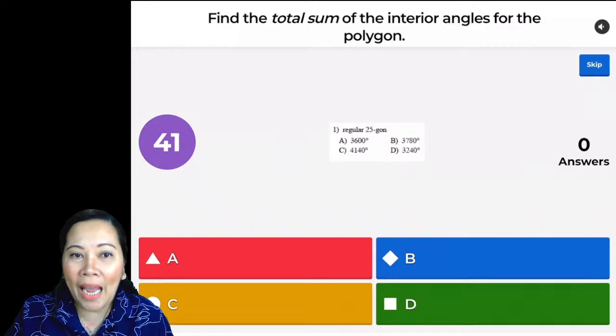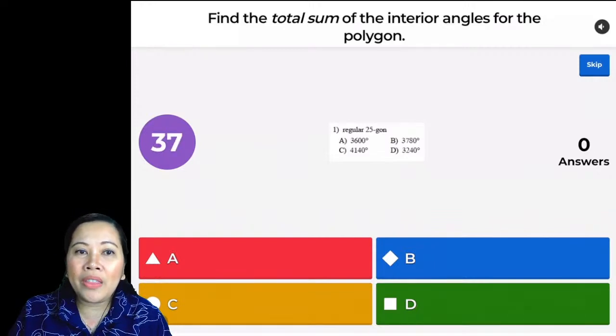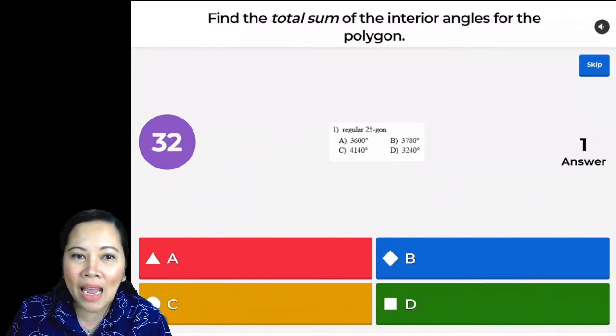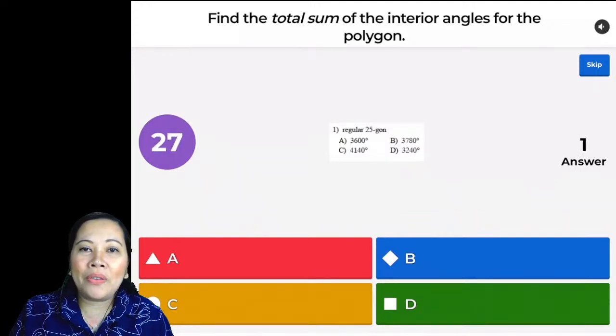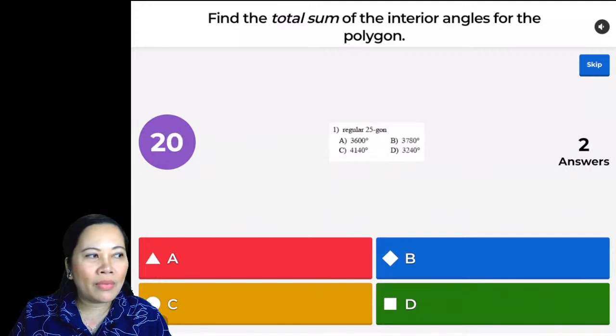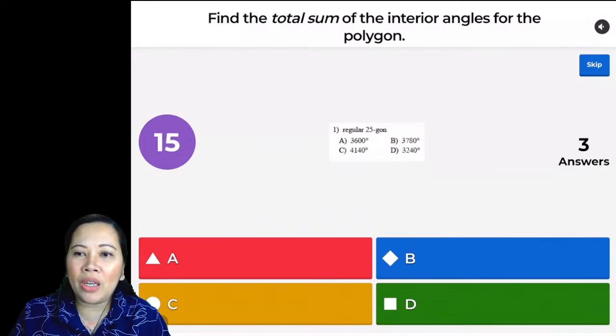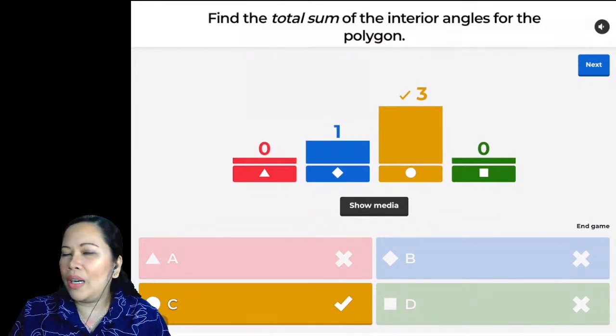Sum of the interior. Is it A, 3,600? Is it B, 3,780? Is it C, 4,140? Or is it D, 3,240? Is it A, 3,600? It's a 25 regular polygon, 25 sided. Yes, it is C. Well done. Very good.